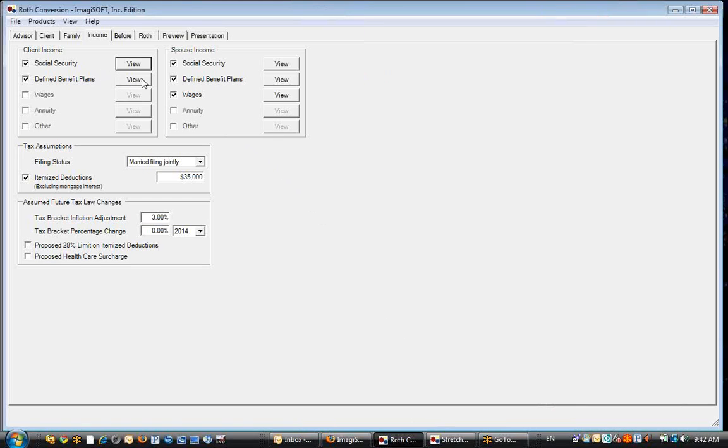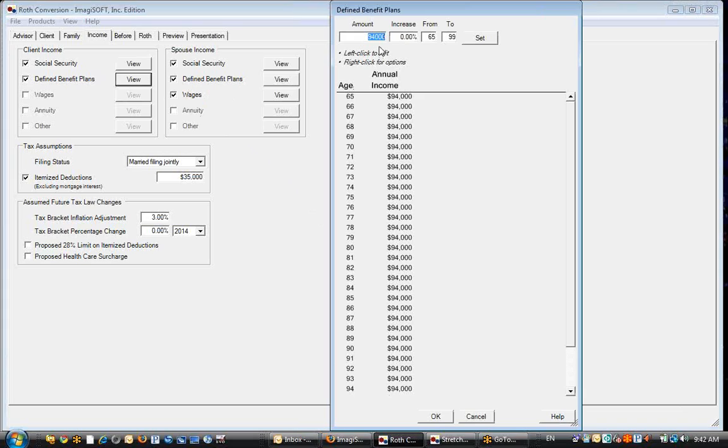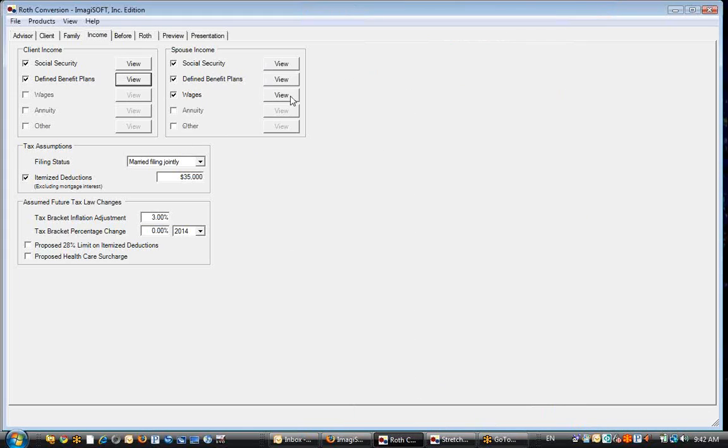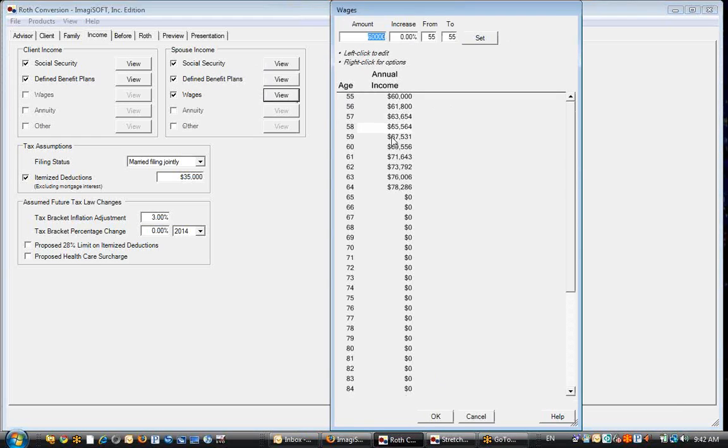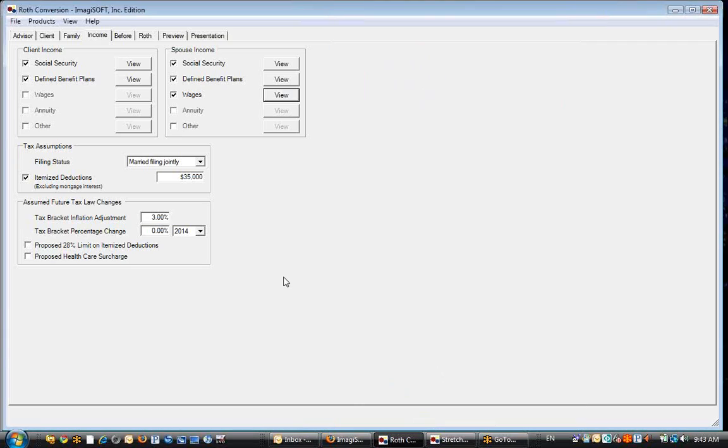Okay, now defined benefit plans, the same thing. 94,000 staying level, 0% increase from 65 to 99. Press OK. Then the spouse. She's working. So yes, you can work with people who are working and put in 60,000, increasing by 3% from 55 through age 64. All these ages are the client's ages. So it doesn't matter if it's the husband or the wife that becomes the spouse. You can work either way.